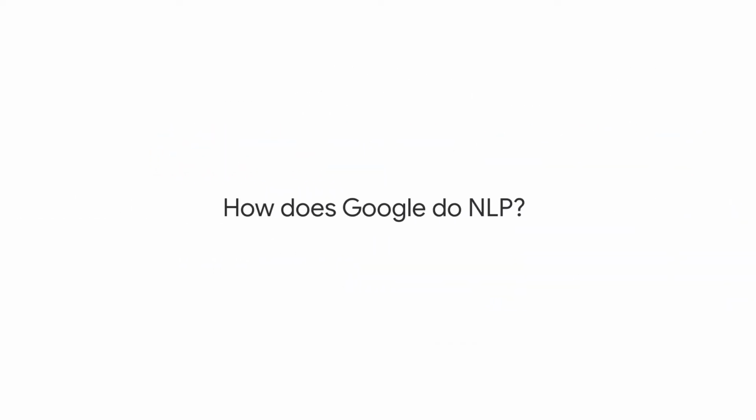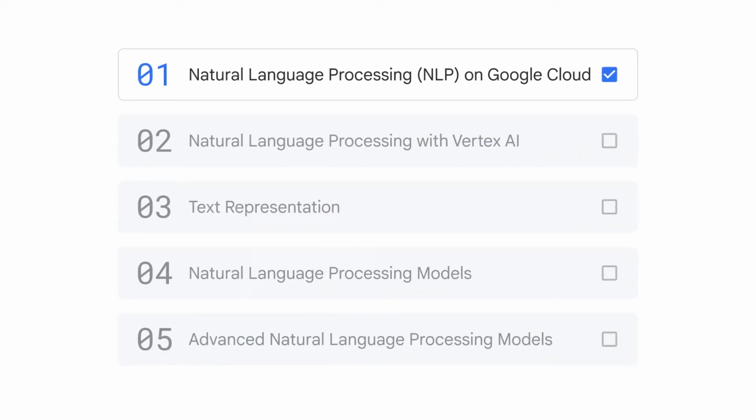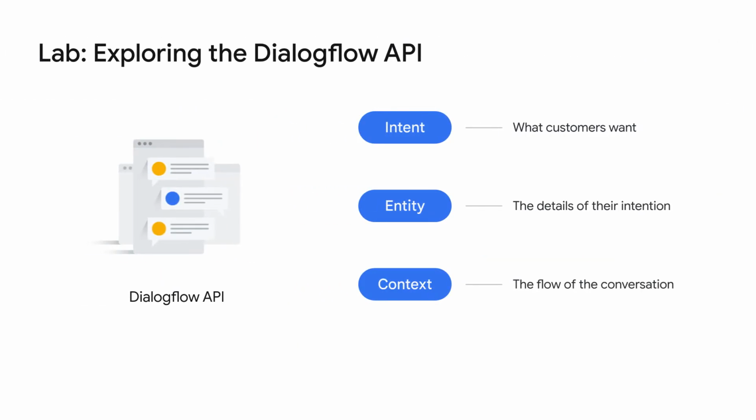Throughout the course, you explored how Google does NLP. You started with the NLP products and services on Google Cloud, specifically the NLP solutions such as Document AI and CC AI, short for Contact Center AI, and the pre-built APIs such as the Dialogflow API. You practiced configuring the key components of the Dialogflow API, including intent, entity, and context in a hands-on lab. The application of these products and services does not require in-depth ML knowledge or coding background. Instead, it might need more field knowledge.